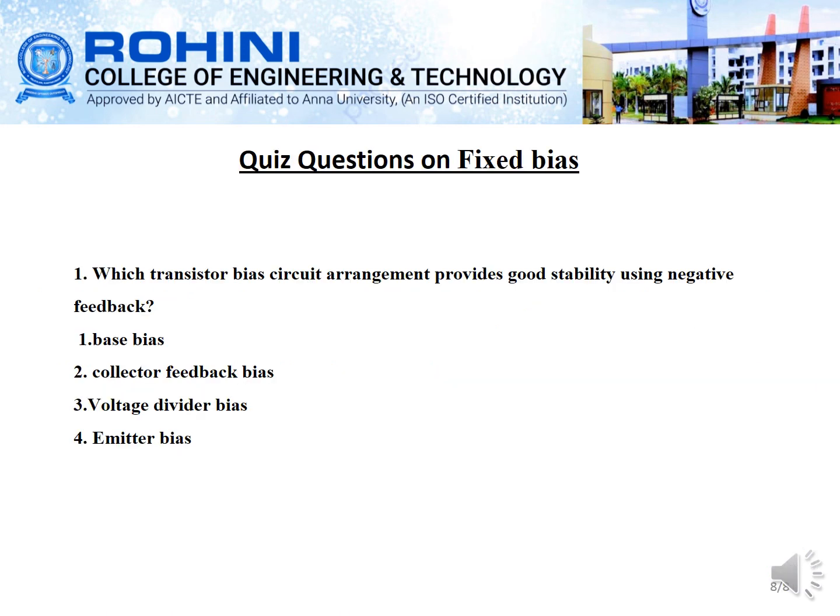The question on the fixed bias: which transistor bias circuit arrangement provides good stability using negative feedback? First one is base bias, second one is collector feedback bias, third one is voltage divider bias, and fourth one is emitter bias.